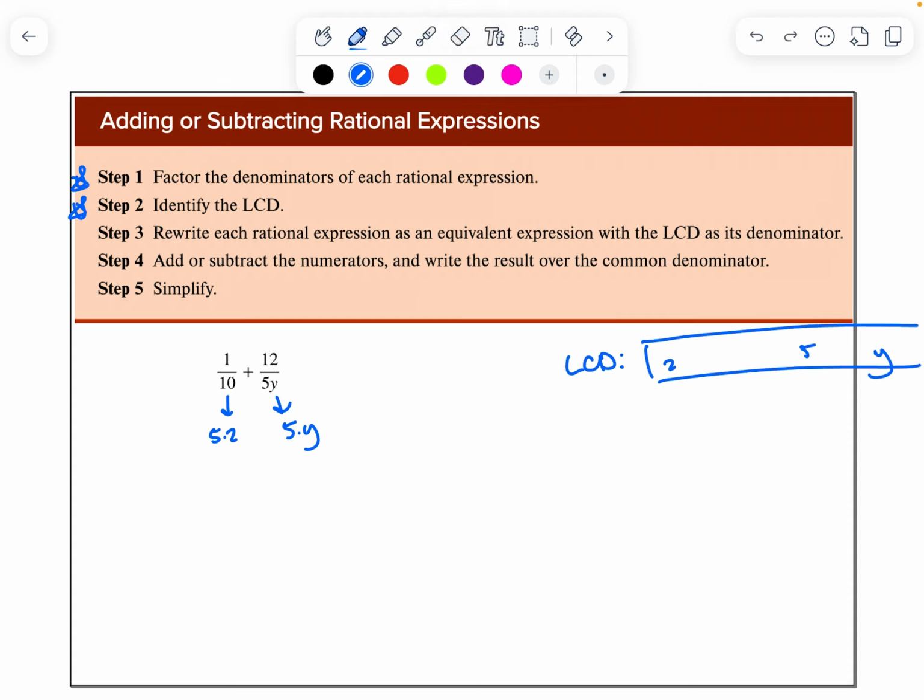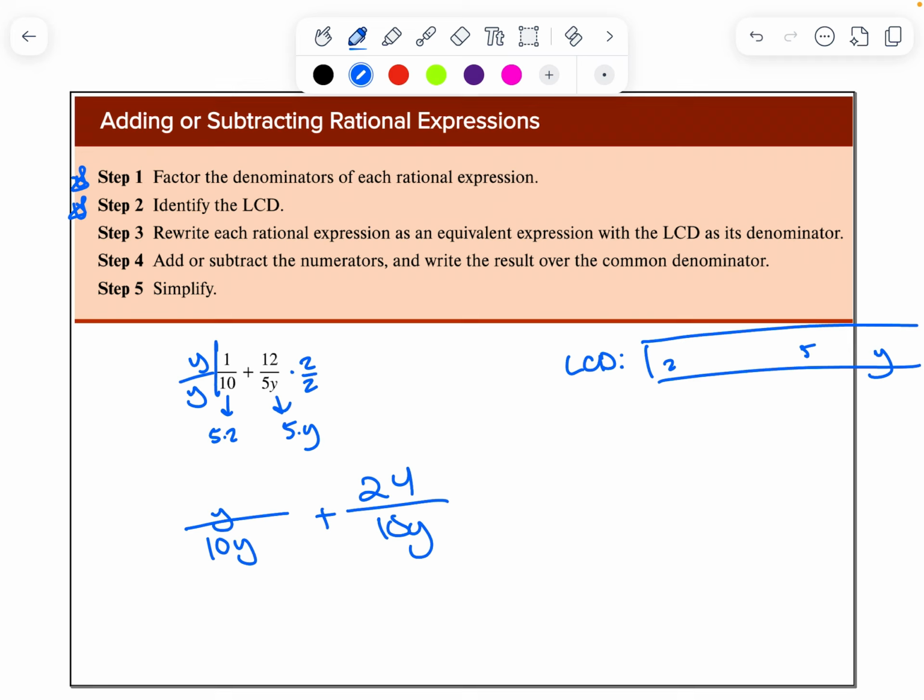So I need to multiply here by y over y. The second fraction has a 5 and a y. It's missing a 2. So I need to multiply by 2 over 2. And watch what happens when I do that. The first fraction, y times 1 is y over 10y. The second fraction, 12 times 2, is 24 over 10y.